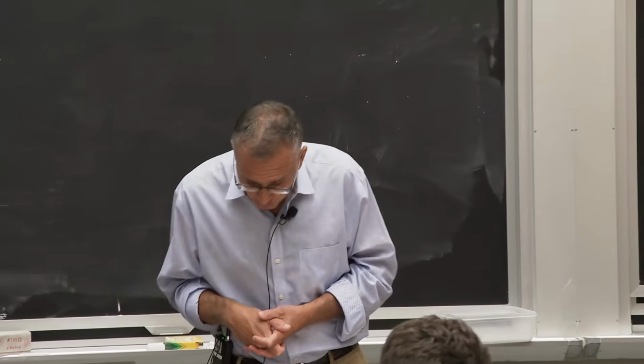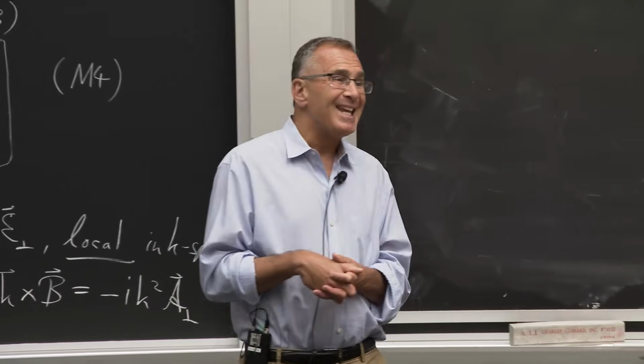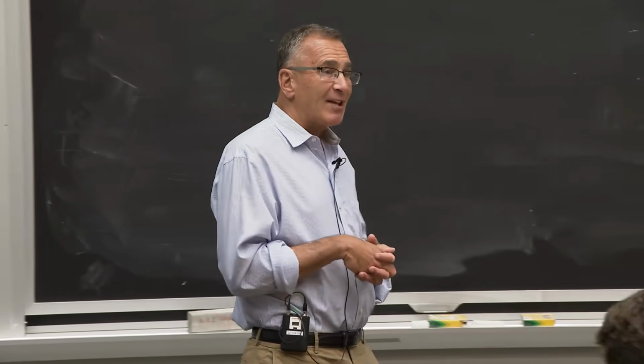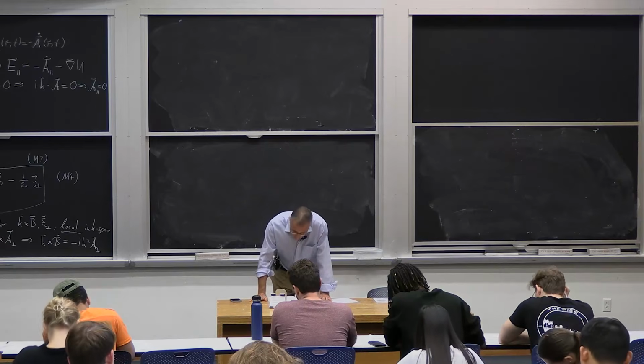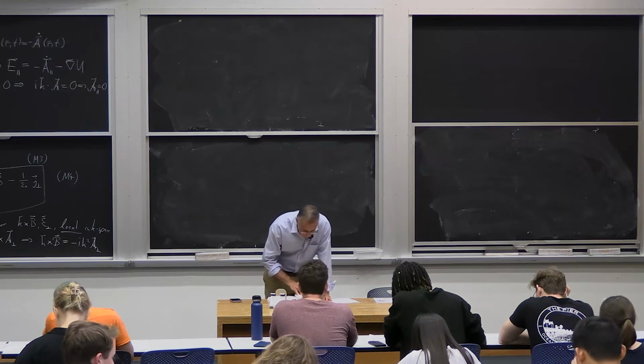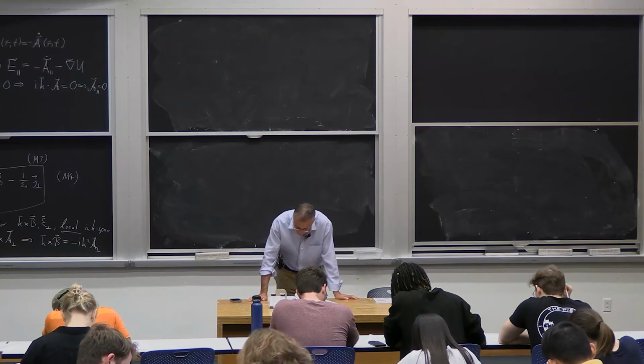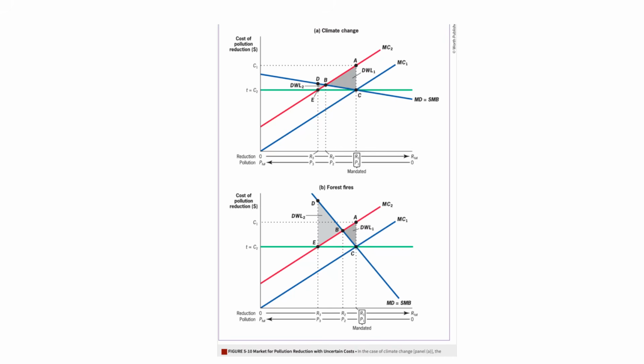Now, so those are two examples. In each example, we're going to have an MC1 curve. MC1 is the government's estimate of what the marginal cost looks like. Okay? MC1 is the government's estimate of how much the marginal cost of reduction actually is. MC2 is the truth.